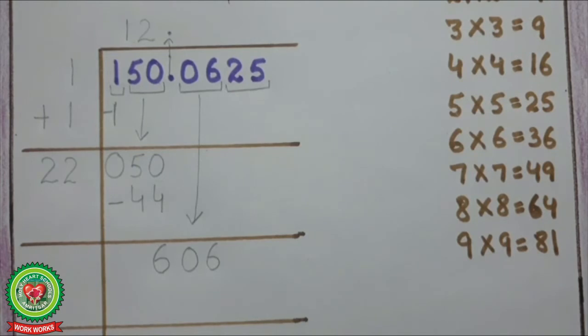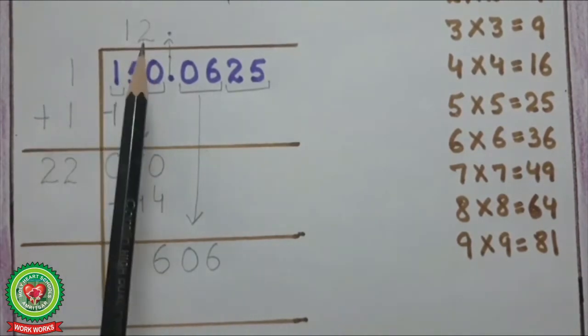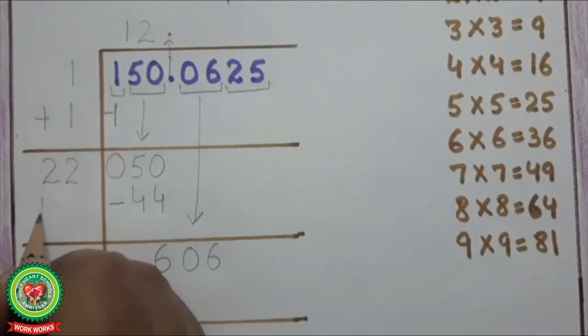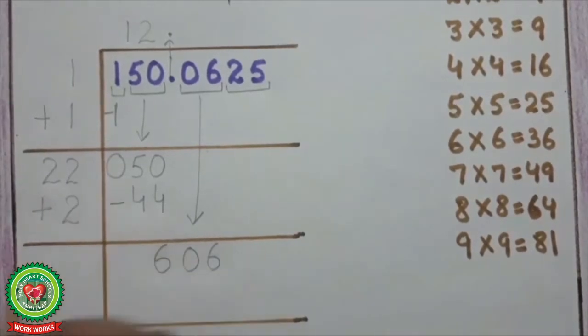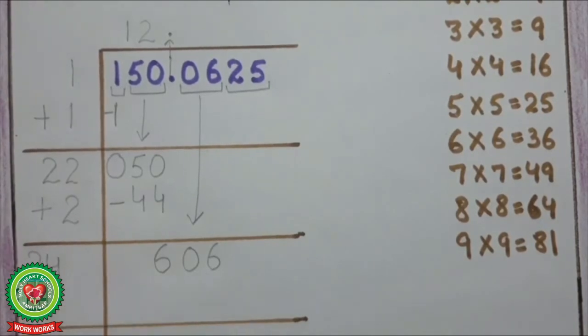So again our next step is to double the quotient. So we will add the last digit of the quotient to the divisor. Here the last digit is 2, and the divisor is 22. So we will add 2 to 22 and we get 24, and write it down at the place of the divisor.